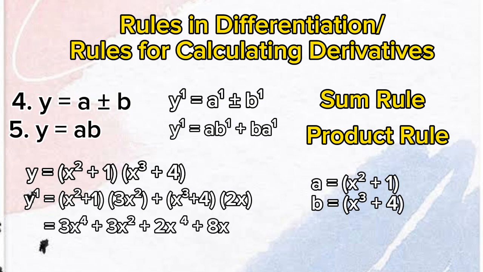Now let's simplify. We need to multiply these sides. We have 3x raised to the 5th power plus 3x squared, using the distributive property, plus, still distributive property, 2x raised to the 4th power plus 8x. Now let's evaluate. So we have 5x raised to the 4th power plus 3x squared plus 8x. So that's how we derive a product using the product rule.